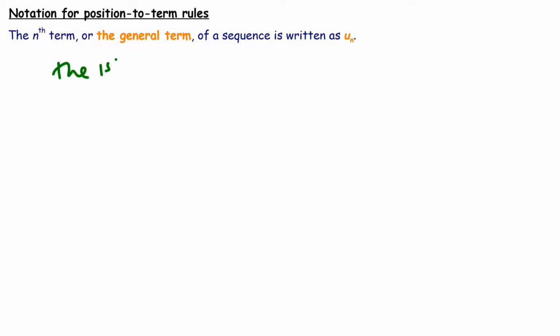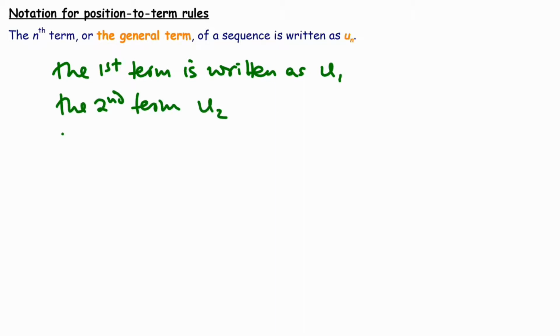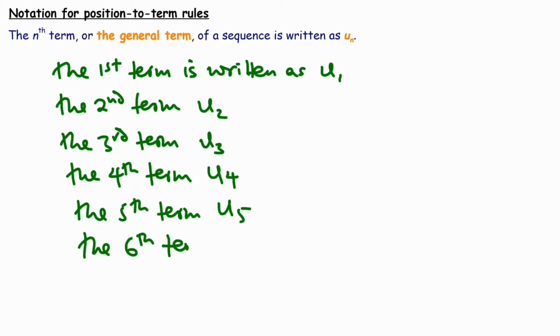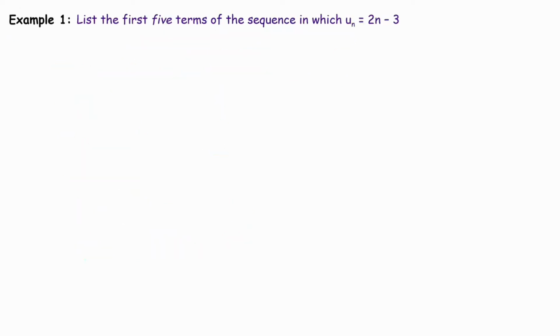So the first term will be written as u1. The second term will be written as u2. The third term, u3. The fourth term, u4. The fifth term, u5. The sixth term, u6, and so on. Okay, these are the notations that we use for position to term rules. Okay, so let's look at some examples.